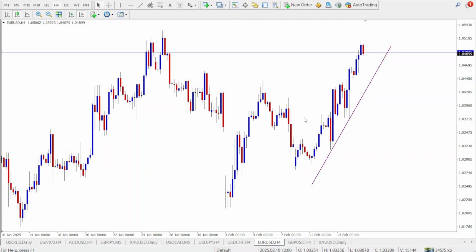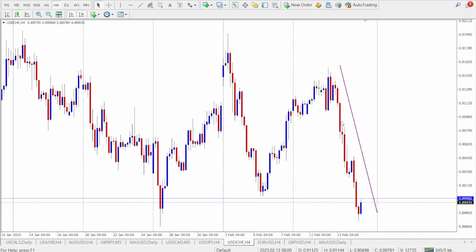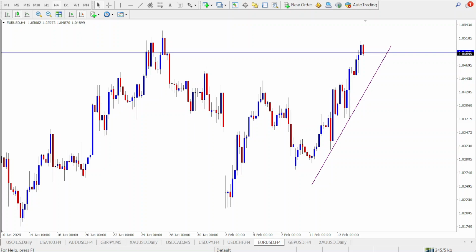Secondly, hedge with correlations. Use negatively correlated pairs as a hedge. For example, if you are long on Euro USD, consider taking a short position on USD CHF. If one position goes against you, the other may offset the loss. Then you can also trade breakouts with confidence. When you identify a strong trend or breakout in one pair, check for correlations with other pairs. If they also show similar movement, you can trade with more confidence, knowing that the market sentiment is likely widespread.